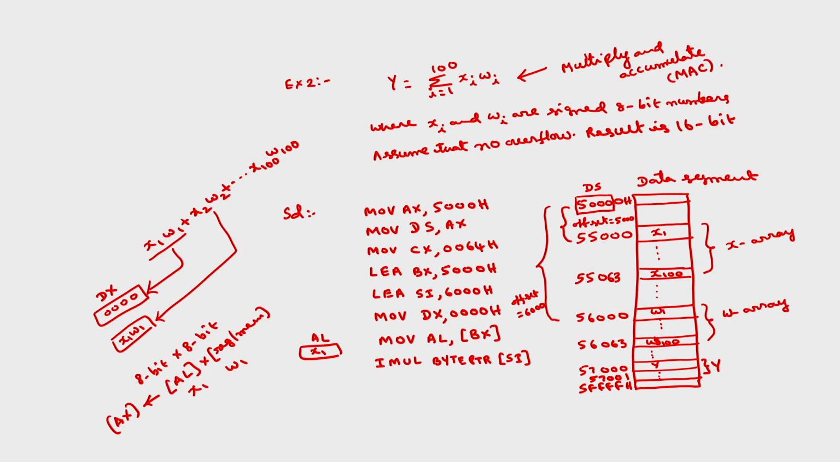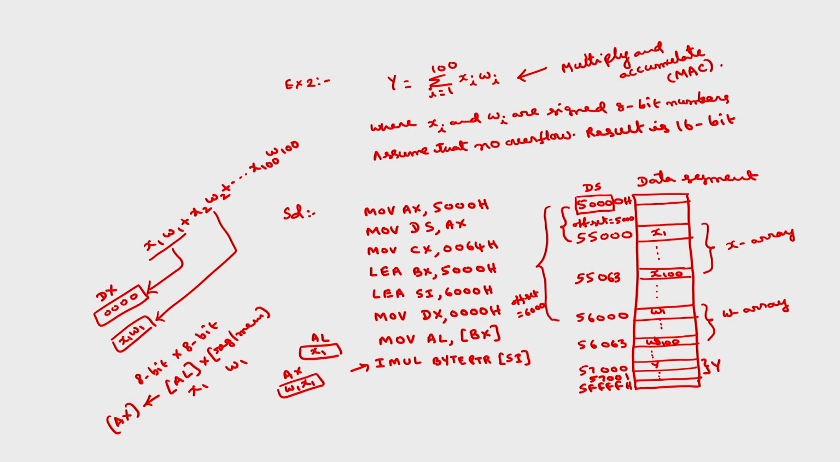So a question may arise: why have you not mentioned byte PTR for BX? Because the destination register is 8 bit, by default this will take only byte. Okay. Whereas here, one is AL, the other is SI, means it can take either byte or word, that is why you have to mention byte PTR. So now what will happen, this AX will be having W1 X1.